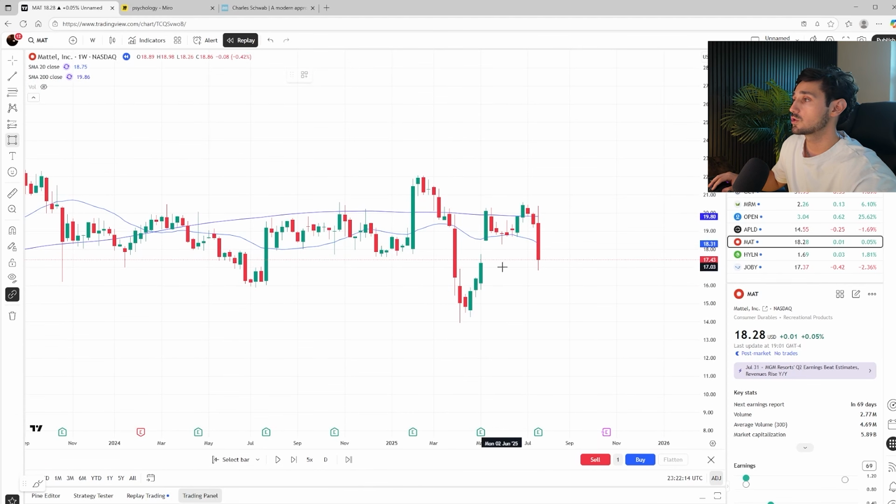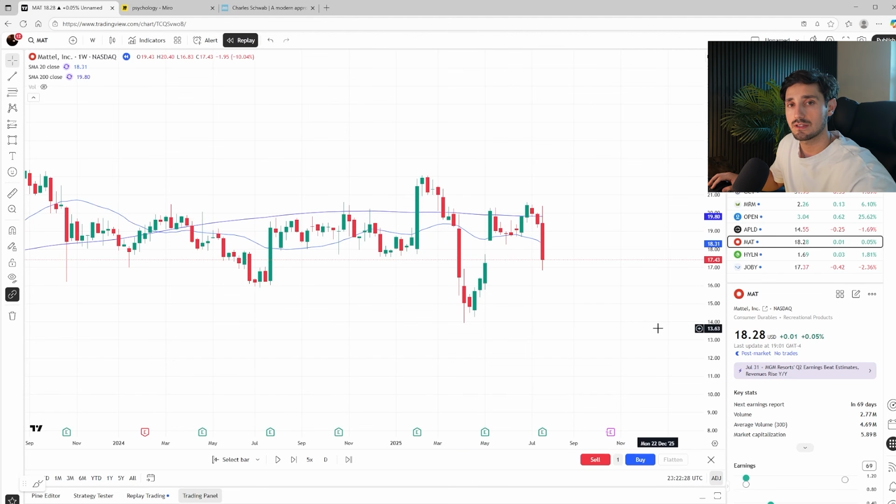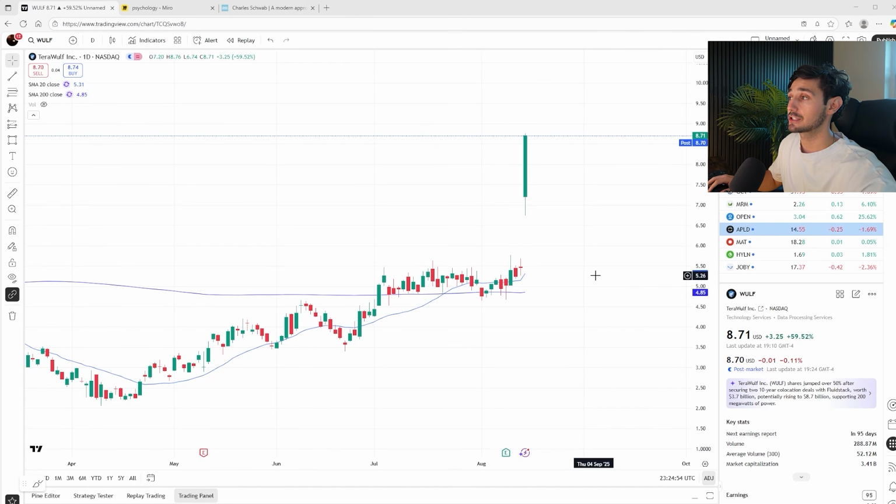On the weekly, we know that once we clear this support, we basically have plenty of room to drop almost until right here or right here at the very least. And that's exactly where we dropped to. So weekly looked good, daily looked good. And that's how you perform top-down analysis. Now let's take a look at an example actually from today.